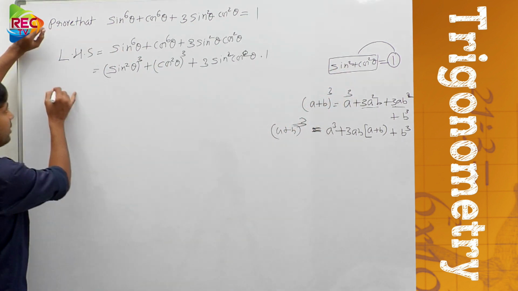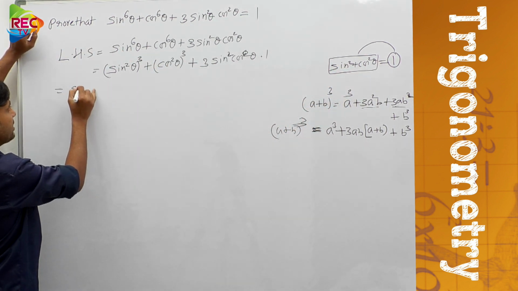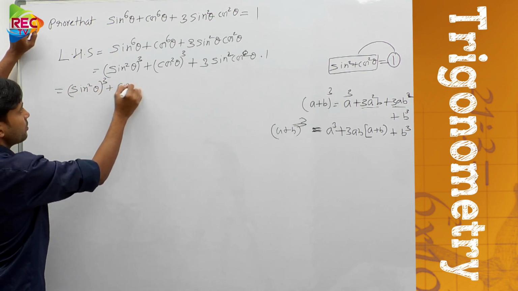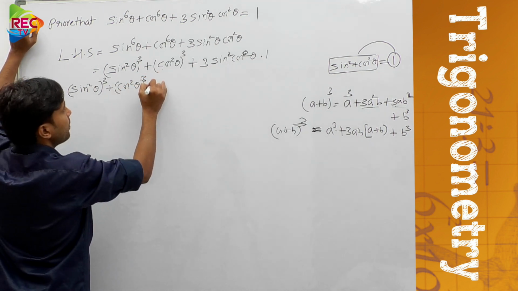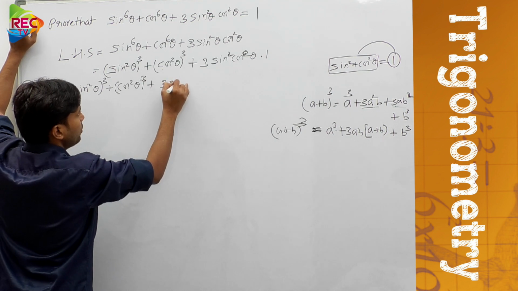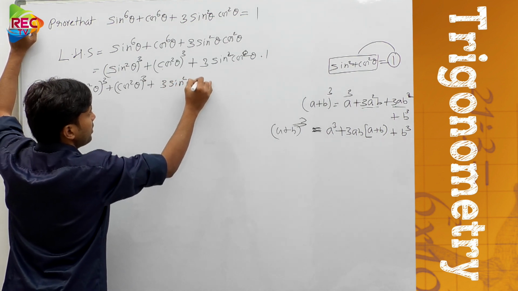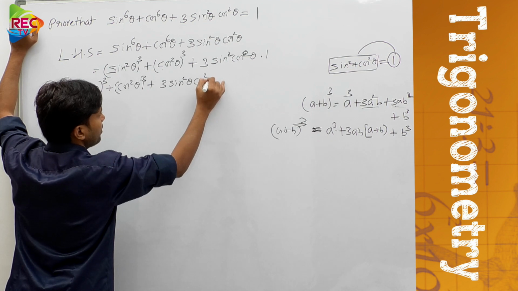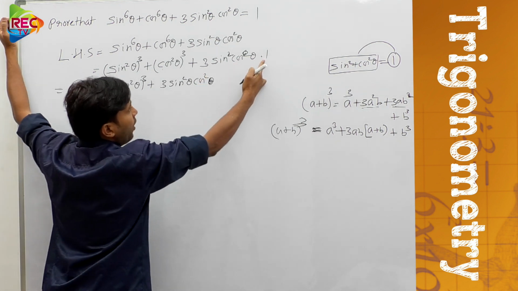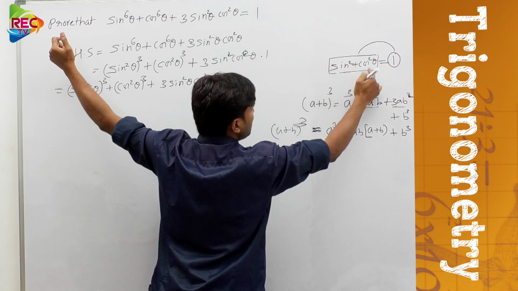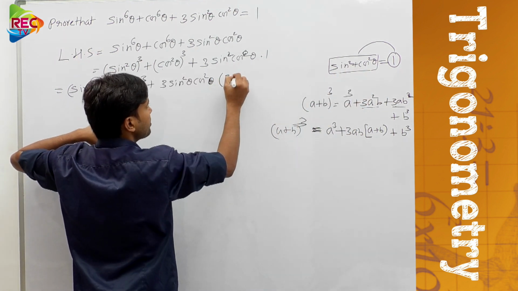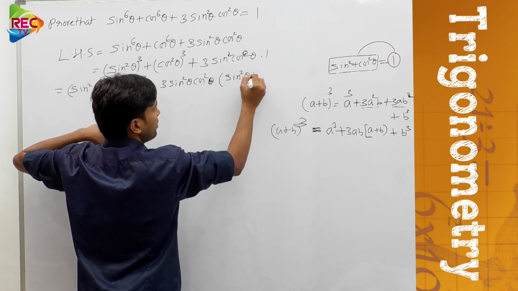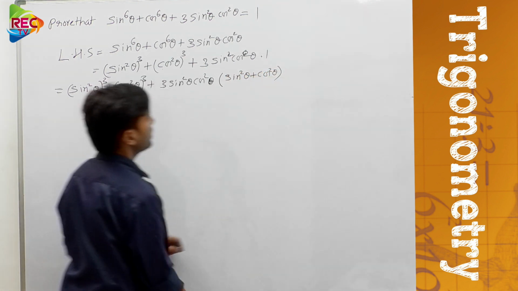Just see here. Now again I am writing this (sin square theta) whole cube plus (cos square theta) whole cube, plus 3 into sin square theta cos square theta into 1. In place of 1, we can replace this with sin square theta plus cos square theta. So 1 can be written as sin square theta plus cos square theta.